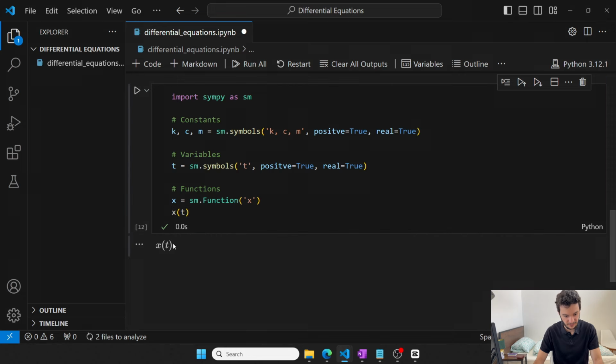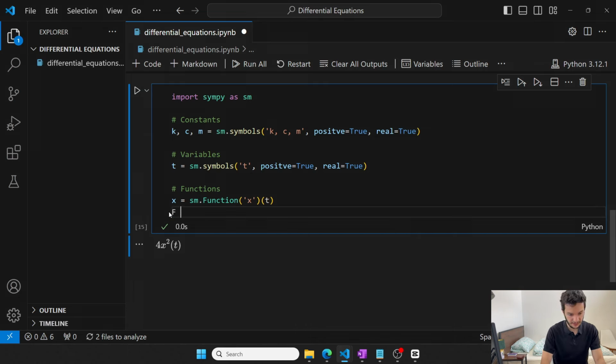If I print x of t, we get this here, which means that if I specify here, I want to create a function represented by x that takes the variable t. Okay? If I print now my x function, we get this. I can, of course, go ahead and do, for example, x squared, or 4 times x squared, and so on and so forth. You see, we're slowly starting to build our equation.